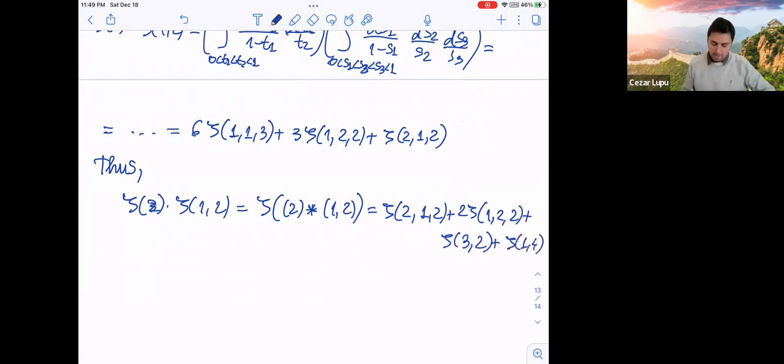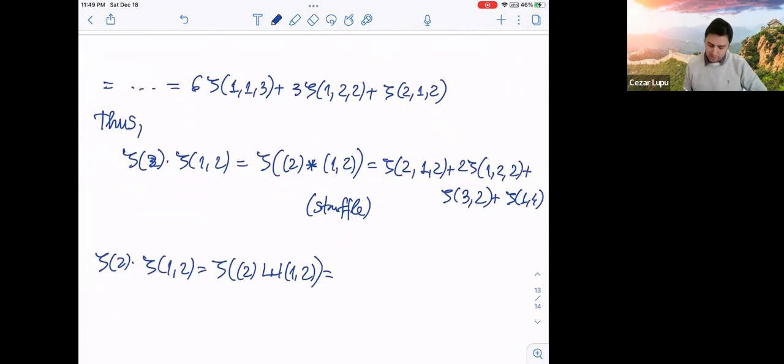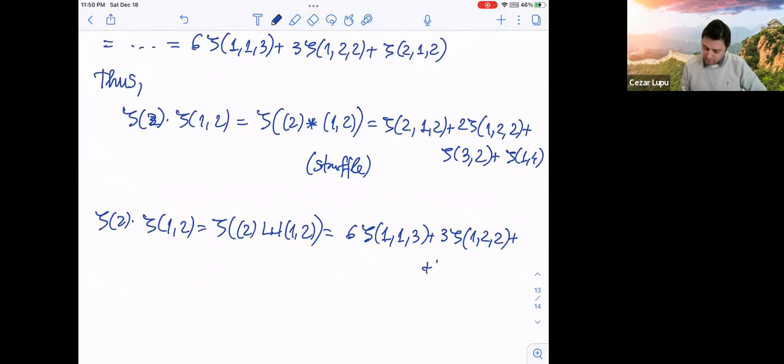All right. So that's again the shuffle. And now the shuffle. So when we do this zeta of 2 times, when we do the shuffle here, shuffle 1,2, this would give us, just like I said, 6 triple zeta of 1,1,3. So we'll get only triple zeta values plus 3 zeta of 1,2,2 plus triple zeta of 2,1,2. All right, so this will be the shuffle.